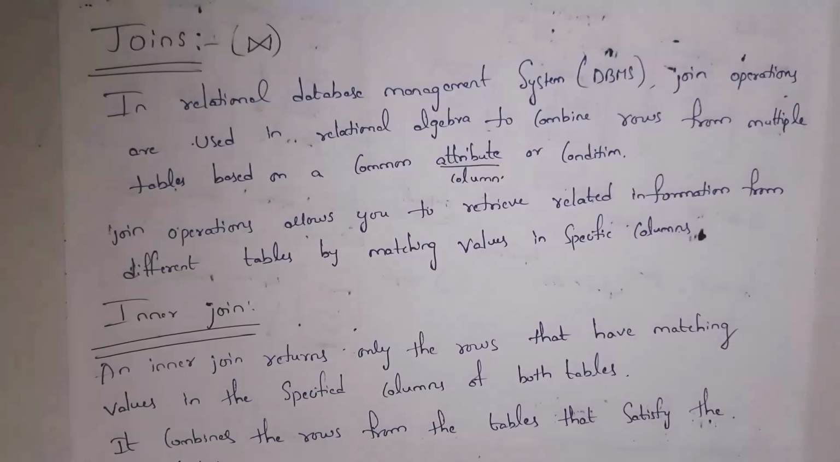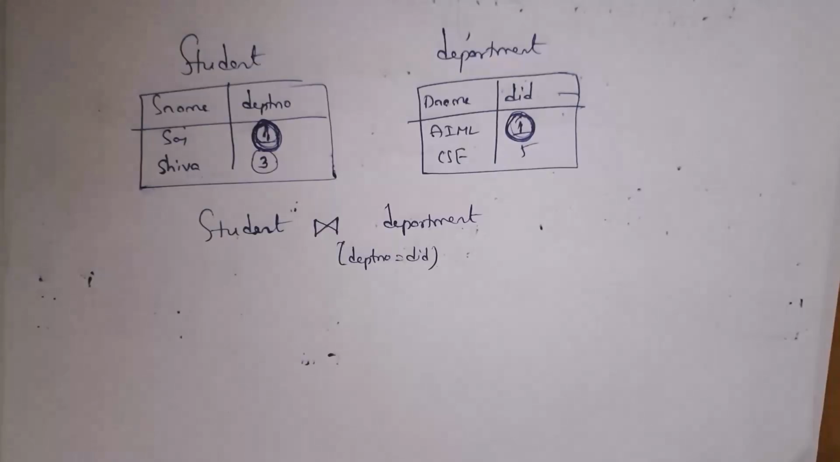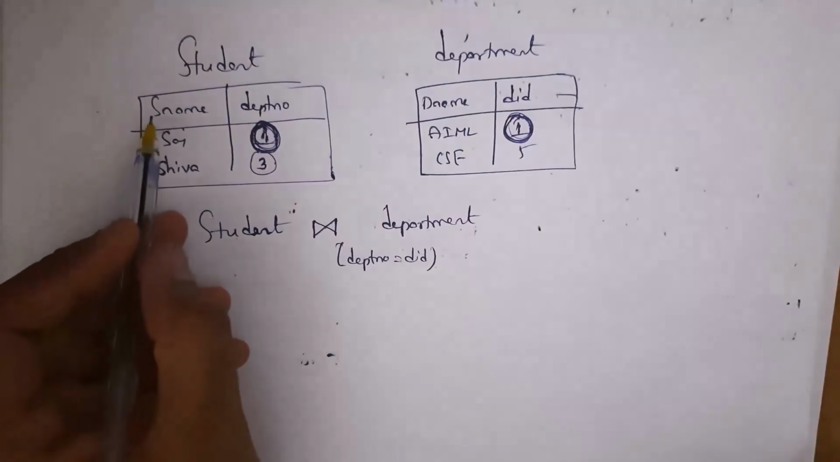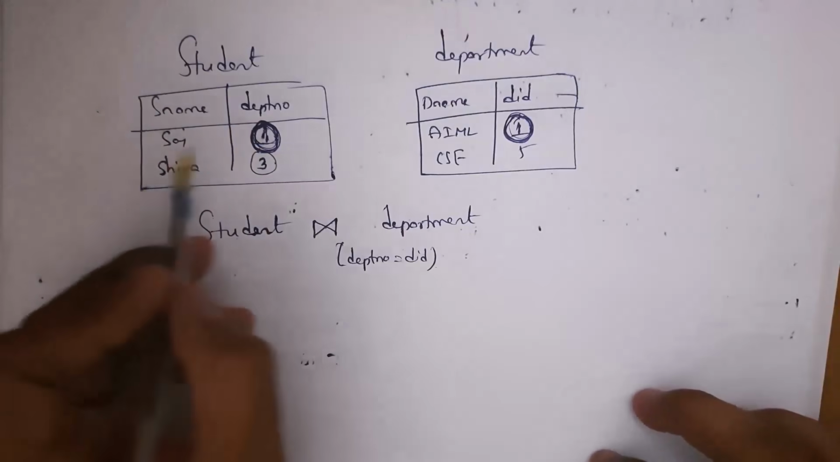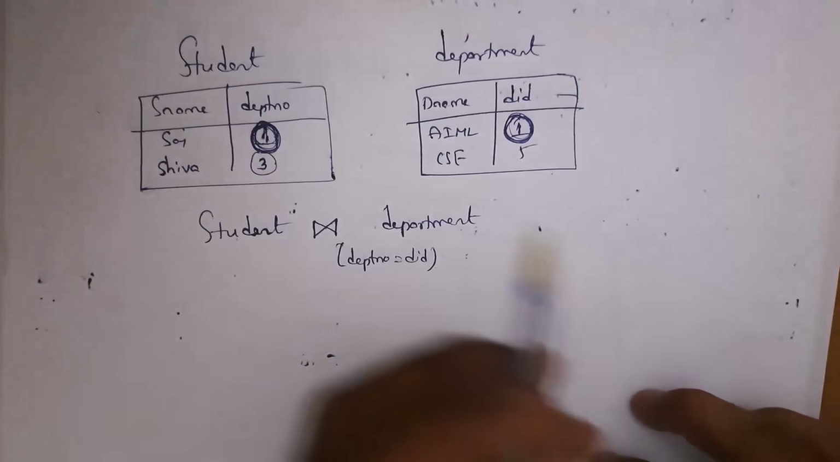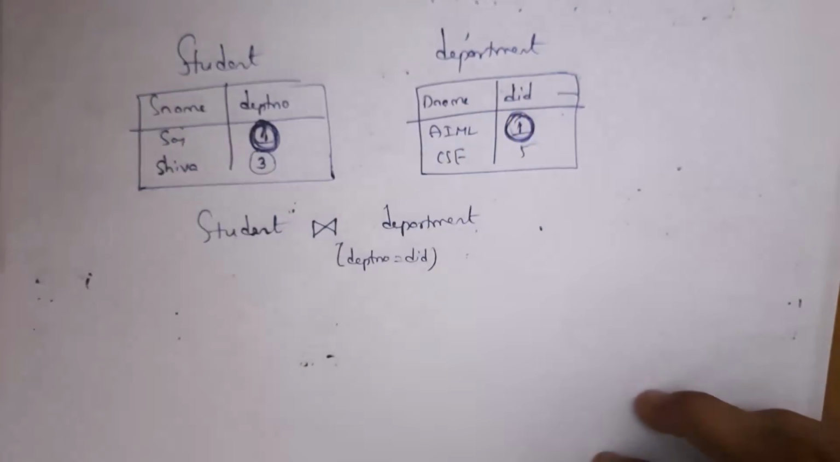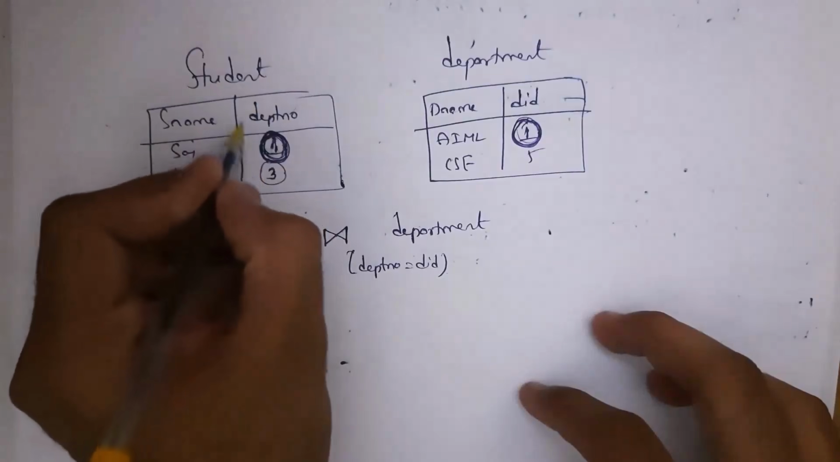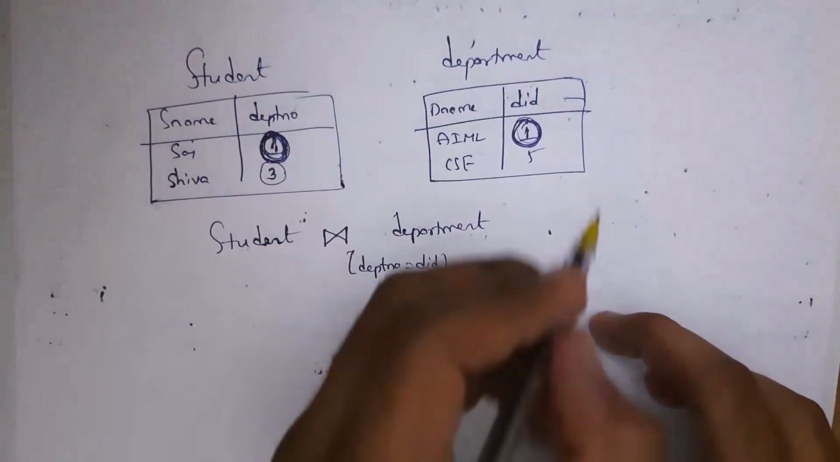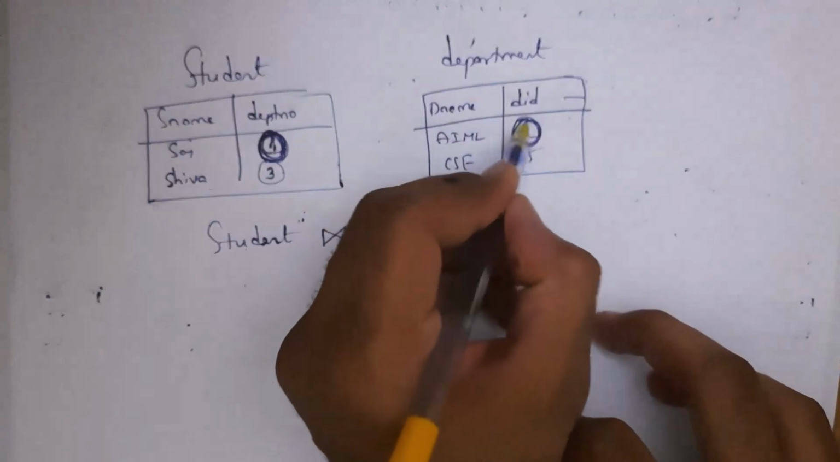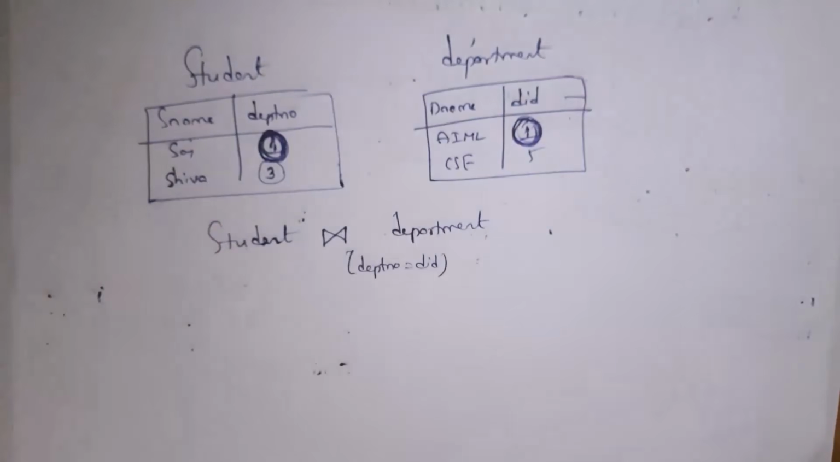I will give one example so that you can clearly understand what joins are. For example, there are two tables: a student table and a department table. The student table contains S name Sai with department 1, and Shiva with 3. The department table contains department name AML with DID 1, and CSE with 5. In the student table's department column there is 1, and in the department table's DID column there is 1. So 1 is present in both tables.